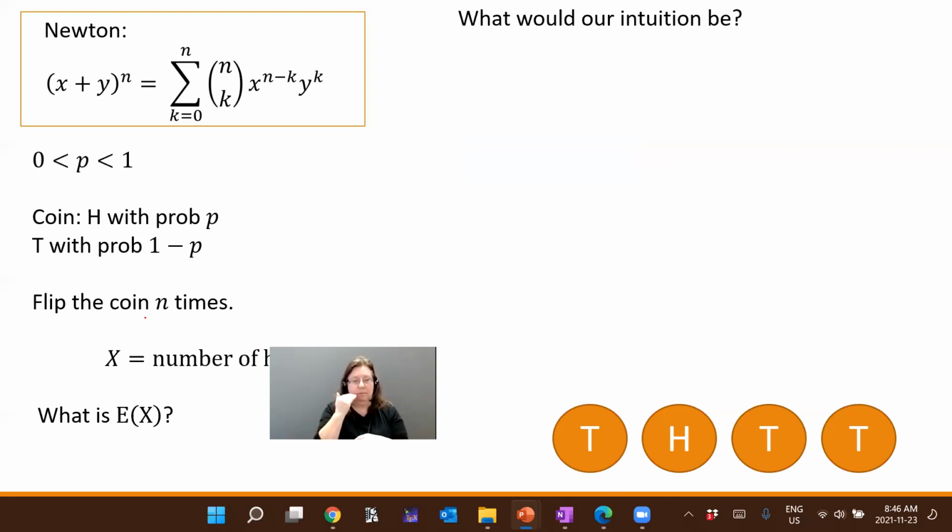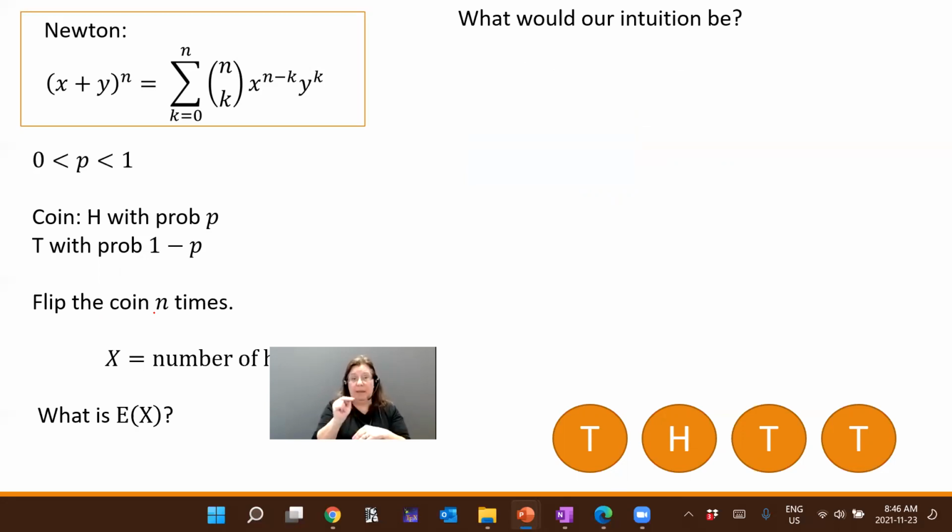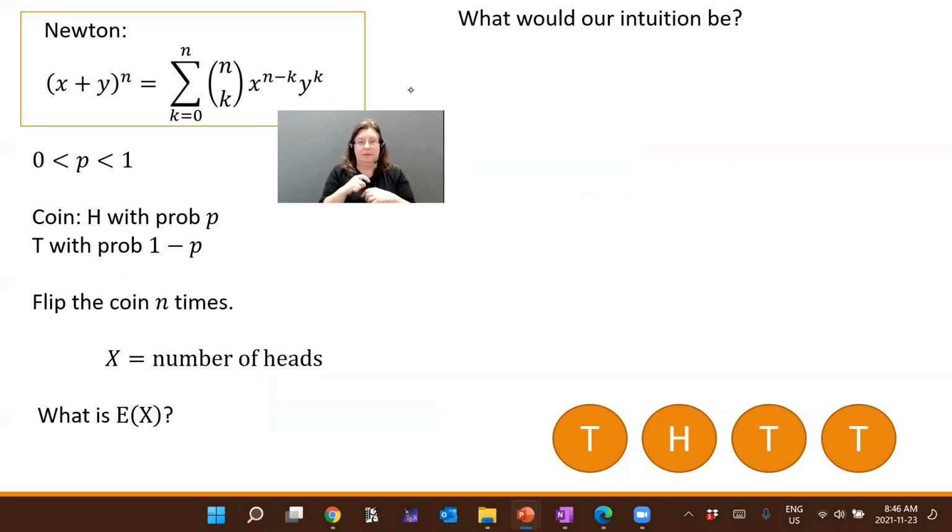If we flip the coin n times and p is equal to 1/2, how many heads would we expect to see? How many times should it come up heads on average? So I flip a fair coin 4 times. How many heads do I expect to see?